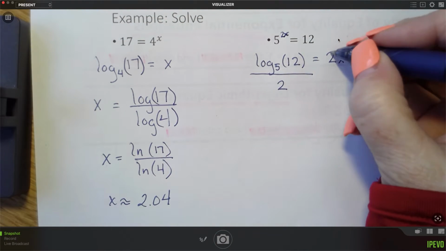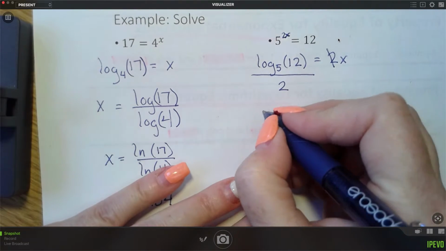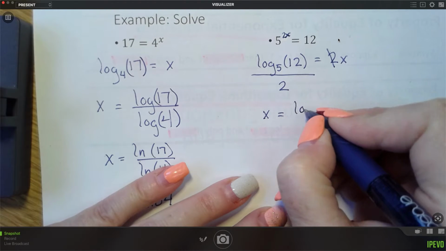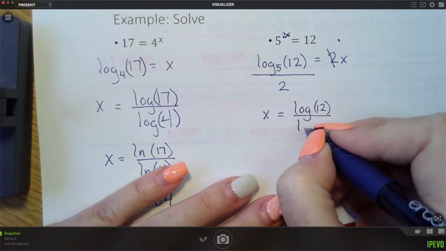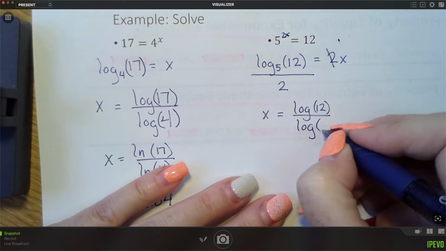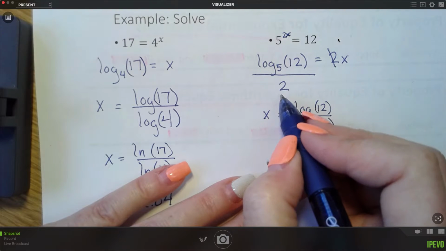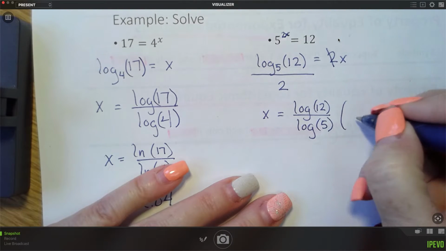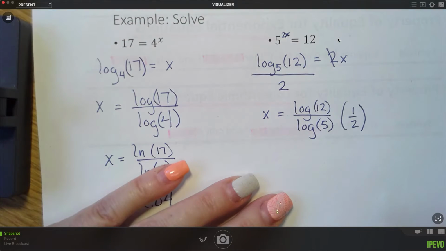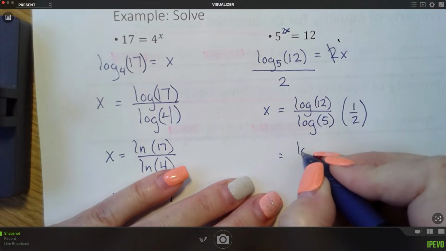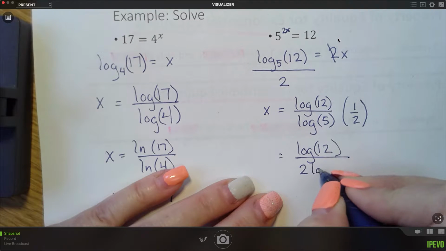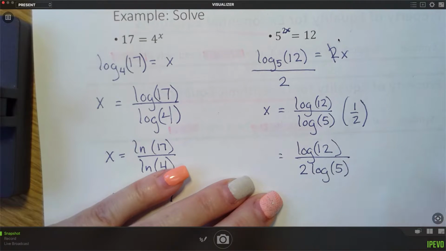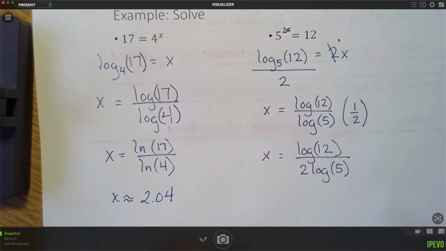But I need to do the change of base formula, right? So I would have x equals log of 12 divided by log of 5, and then divided by 2 or multiplied by a half. But I don't want to write it like that. That looks really bad, right? So could I write it as log of 12 over 2 log of 5? Yeah? Because I just multiplied the top by 1 and the bottom by 2, right?